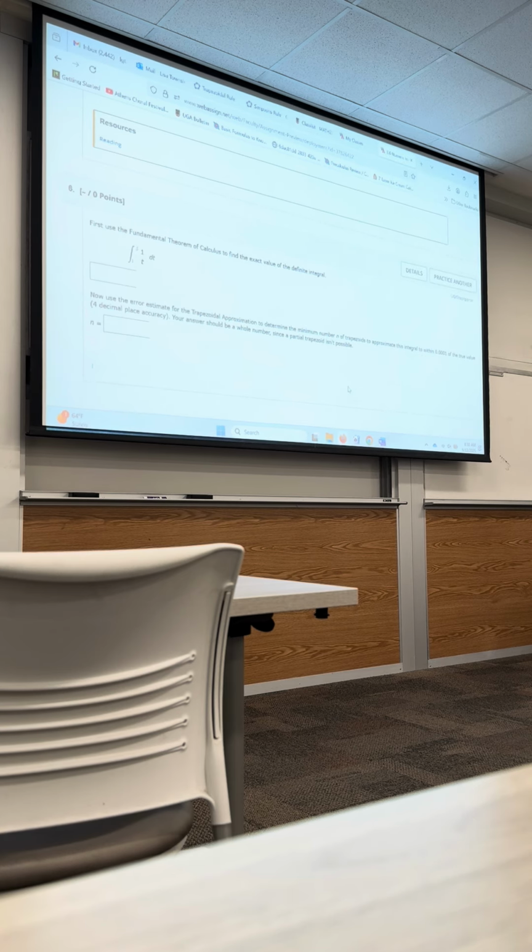Okay, it says use the error estimate for the trapezoidal approximation to determine the minimum number of trapezoids to approximate this integral to within 0.001. We got within 0.01 with 5, it was pretty good. We estimated 0.05. Can we figure out what it would take to be sure that we're within 0.001?